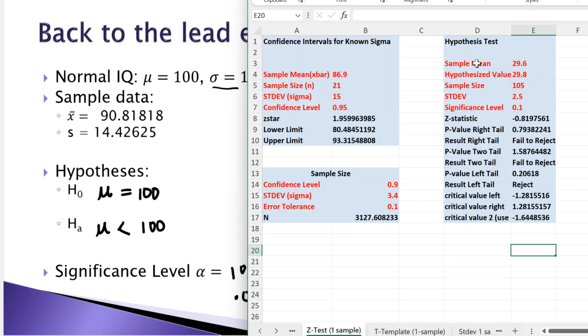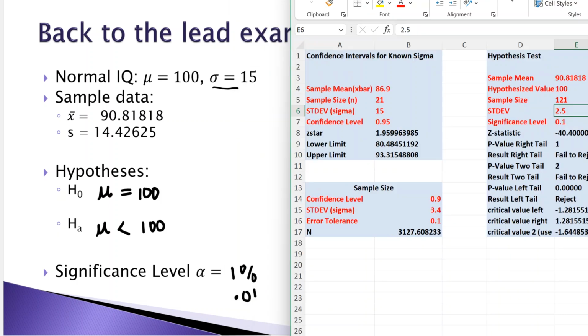So let's take a look and see what it wants. It wants the sample mean. Our sample mean was 90.81818. It wants our hypothesized value. So I look at the hypothesis, and the hypothesis says 100. It wants the sample size, which I remember was 121. And it wants the standard deviation.